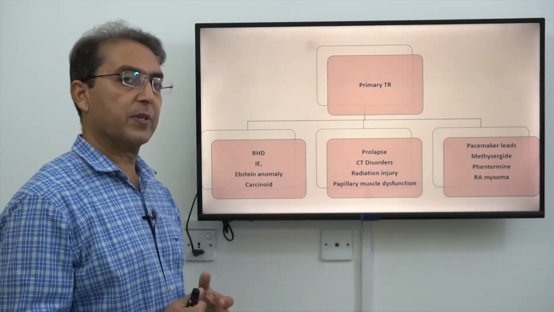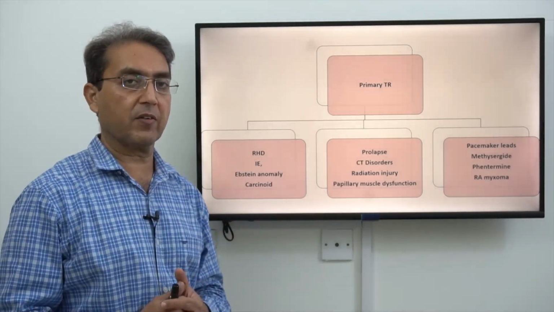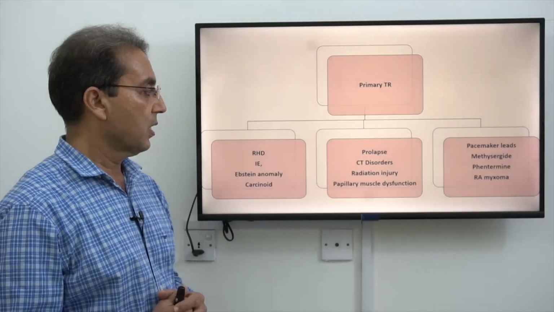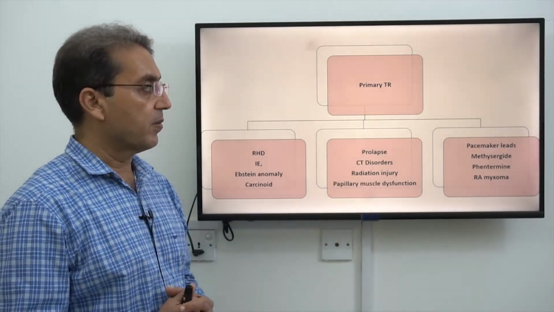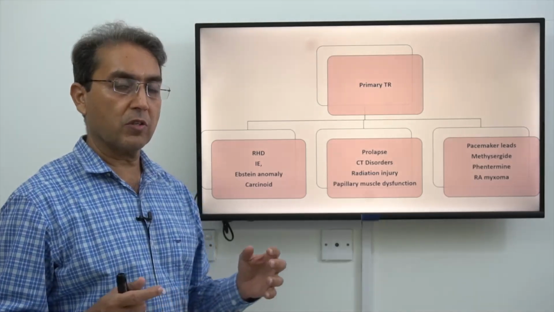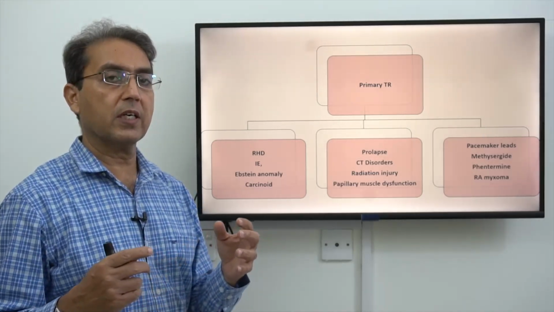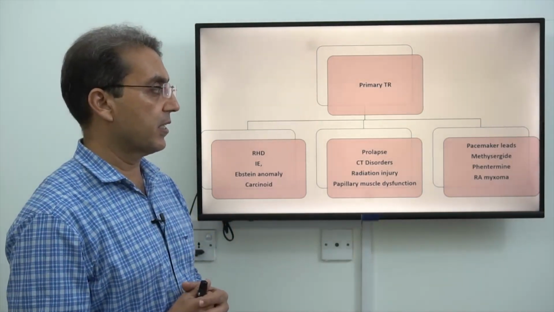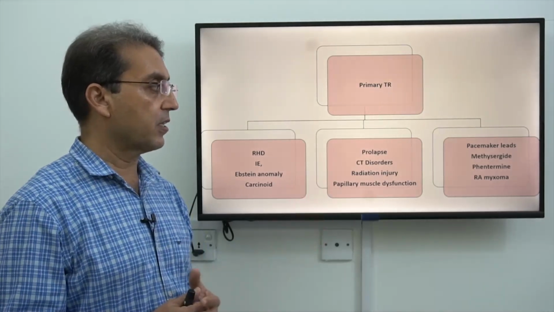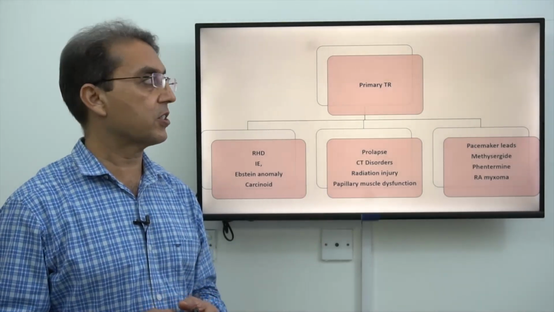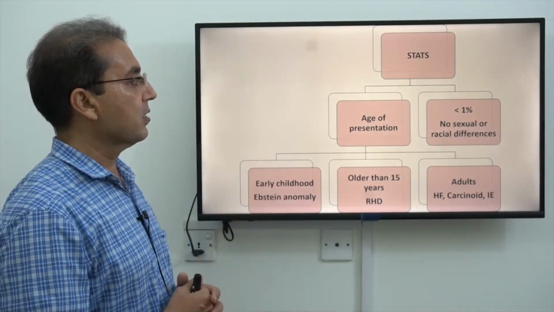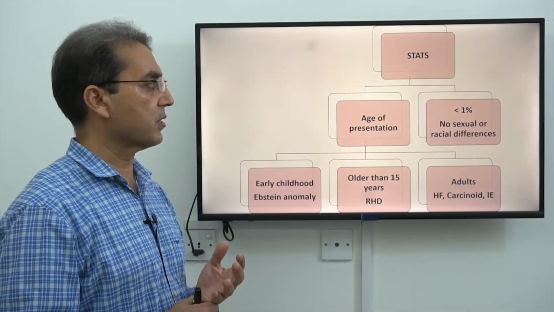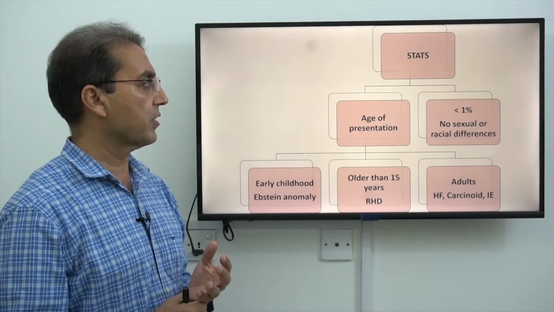Radiation injury, papillary muscle dysfunction, which can occur in infective endocarditis and sometimes in ischemic heart disease or sometimes in cardiomyopathies. Then we may have pacemaker leads which do not allow the valve leaflets to coapt properly. Then drugs like methotrexate, phentermine, and right atrial myxoma can all result in tricuspid regurgitation as well. Now the statistics show that it is seen in less than 1% of the patients. There are no sexual or racial differences.